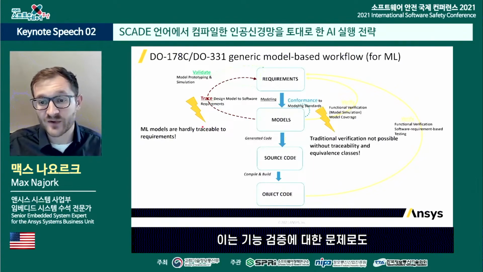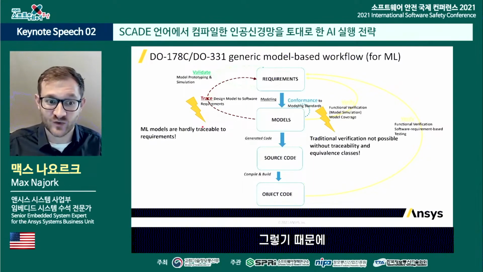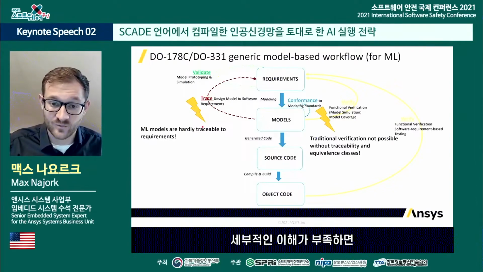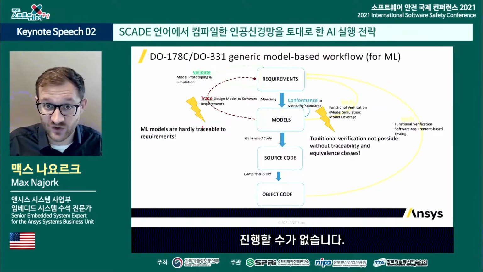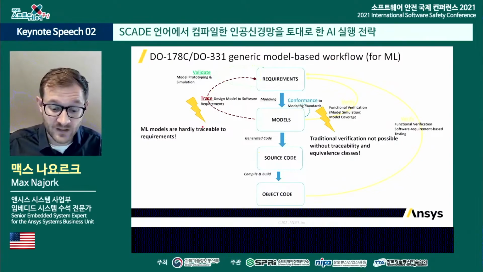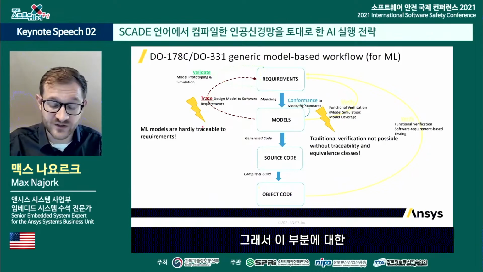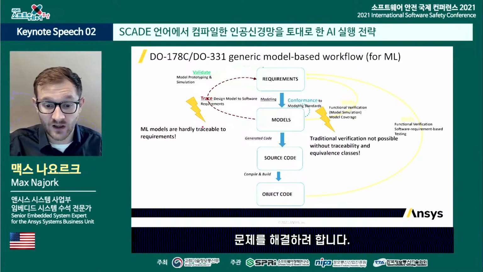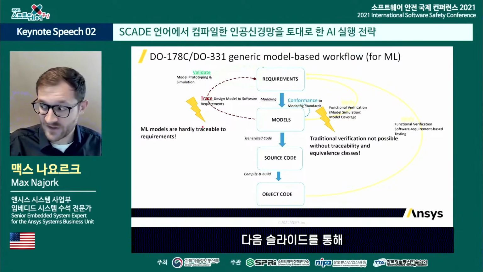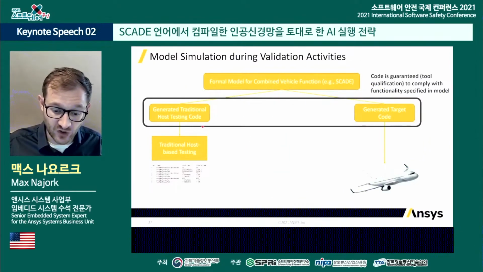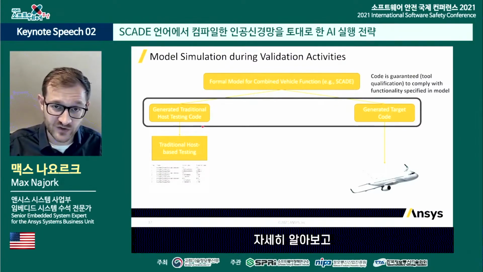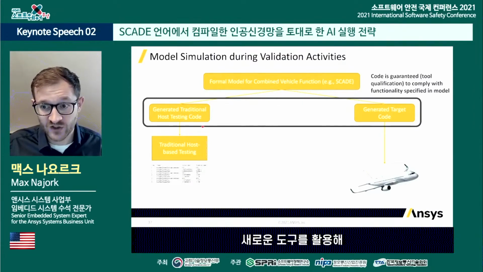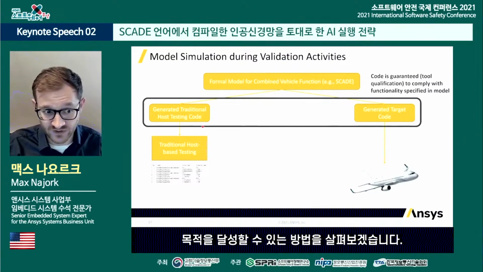And this brings us a problem for the functional verification. Without traceability and without this detailed understanding, we're not able to derive equivalence classes, which basically makes traditional requirement-based testing impossible. This is where we need to introduce new means in order to achieve these objectives. So let's look at the next slide to understand better how model simulation is typically used and how we may be able to use it in the future to achieve the same objective by new means.